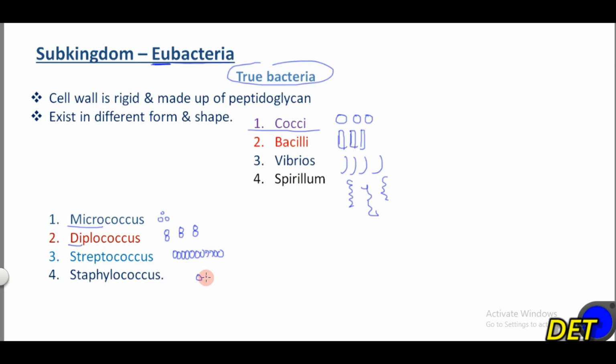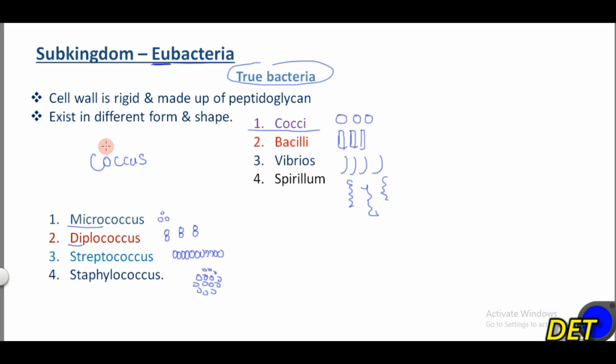While the staphylococci exist in clusters or in groups, just like this, right? So you should know the difference between each of these various forms. Micrococcus bacteria are made up of tiny cocci, tiny round bacteria. Diplococci are round bacteria that exist in two. Streptococci exist in chains, while the staphylococci are round bacteria that occur in clusters or in groups, right?